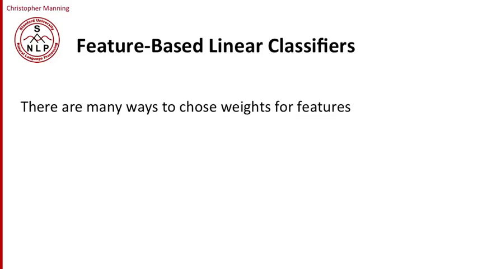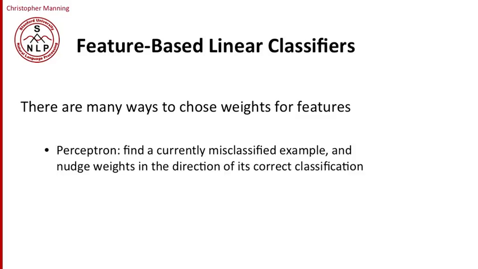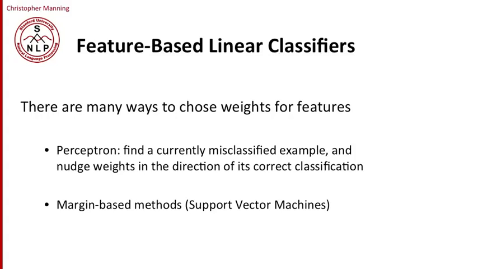There are many ways to choose the weights for the features in our classifier. For example, perceptron algorithms look for a currently misclassified example and then nudge the weights in a direction that will correct the classification of that one example. Another popular form of discriminative classifier is support vector machines, which we're not going to cover in these classes, but what they're trying to do is create a lot of distance between examples of different classes by adjusting the feature weights to achieve that, so they're called max margin classifiers.